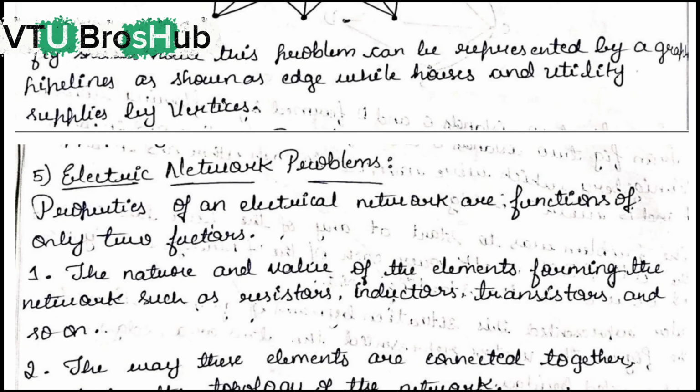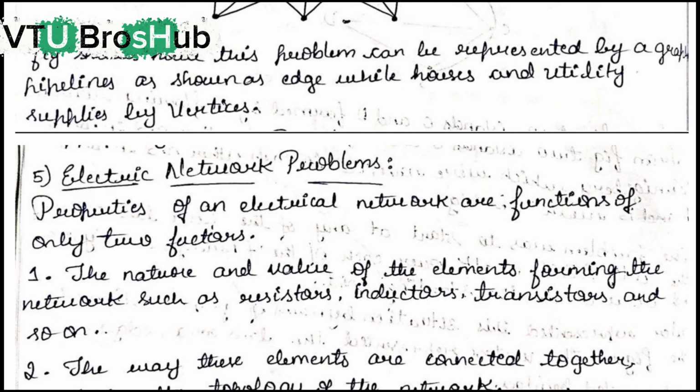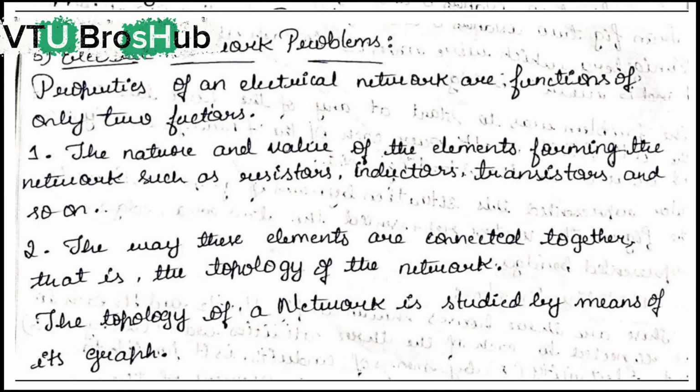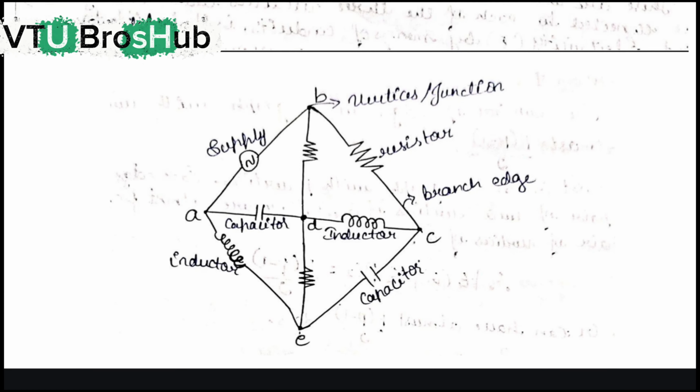Number 5, electrical networks. In electrical circuits, graphs are used to analyze current flow, calculate voltages, and apply Kirchhoff's laws. Vertices represent resistors or batteries, and edges are wires. This is very useful in circuit design and electrical engineering.